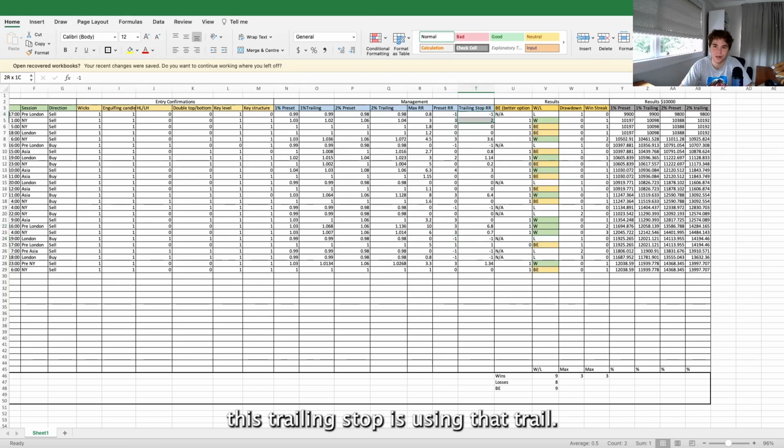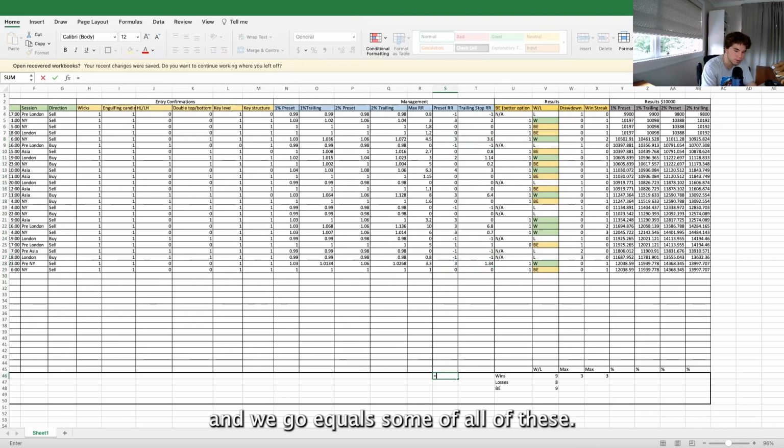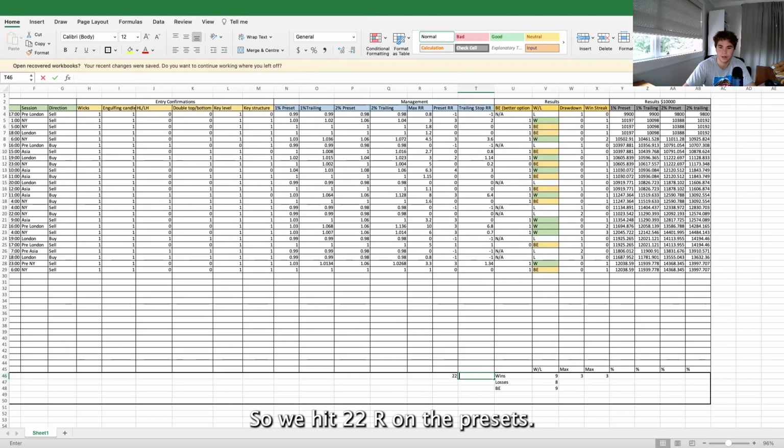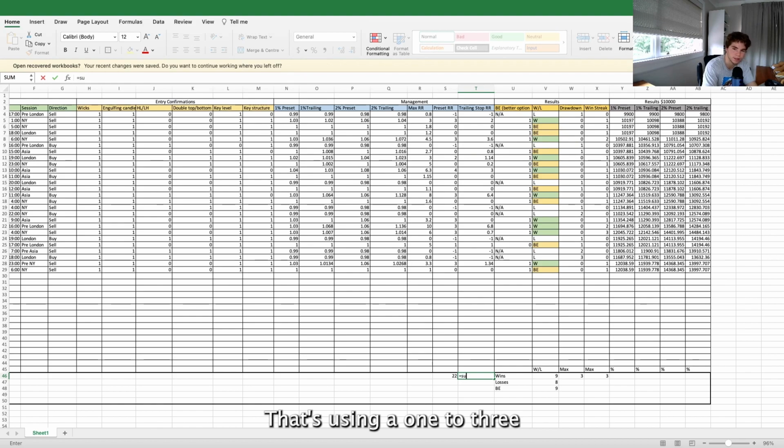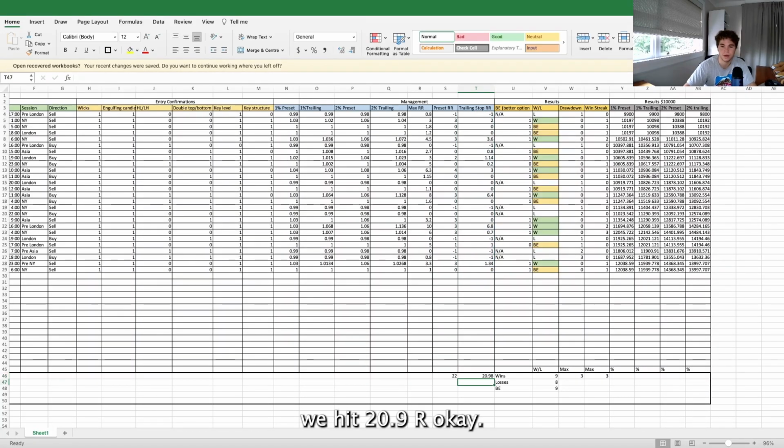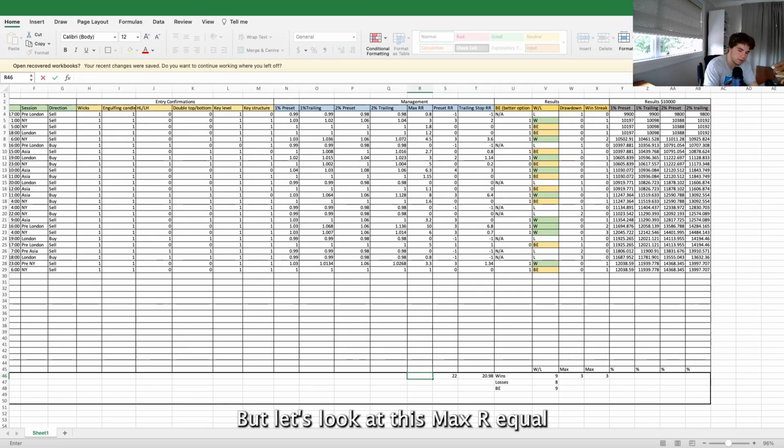preset. This trailing stop is using that trail, how I end up going. Again, I move my stop to break even once we hit 1 to 1. We'll explain that in just a second. With this trailing stop, again, it's interesting to compare which one is better. So if we go down here and we go equals sum of all of these, so we hit 22R on the preset, so that's using a 1 to 3 always regardless, whereas if we use the trailing stop we hit 20.98. Okay, so you can see it's quite similar, but let's look at this max R equals sum.